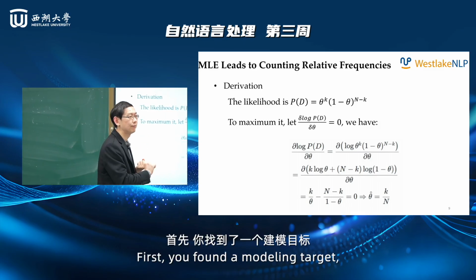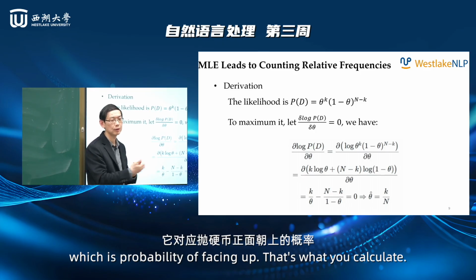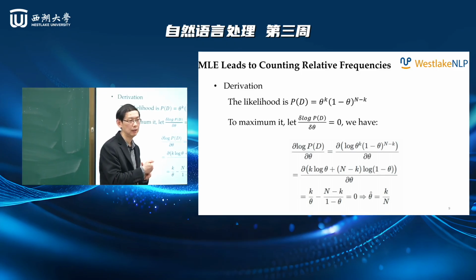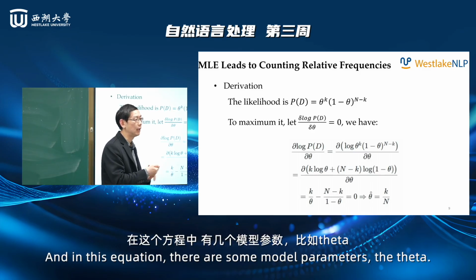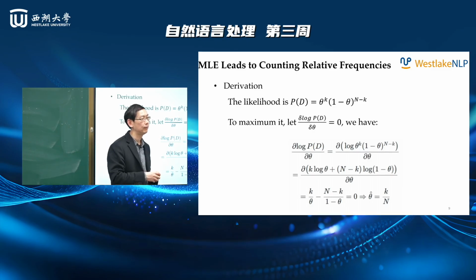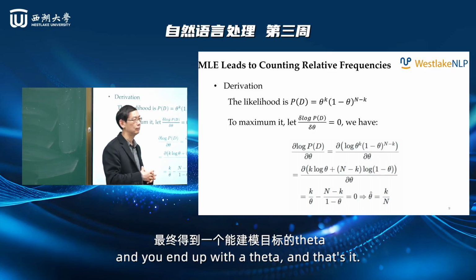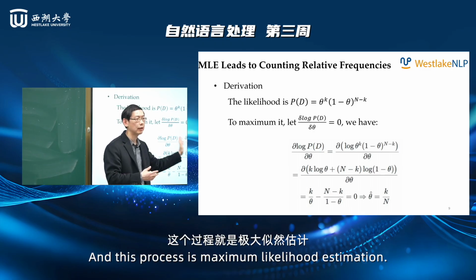First, you found the modeling target, which is the probability of facing up. That's what you calculate. Second, you parameterized the model. You found an equation, how to calculate the probability. And in this equation, there are some model parameters, one called theta. Third, you train your model. By training your model, you distill knowledge from your data into your theta, and you end up with theta, and that's it. You forget about your training data. And this process is maximum likelihood estimation.